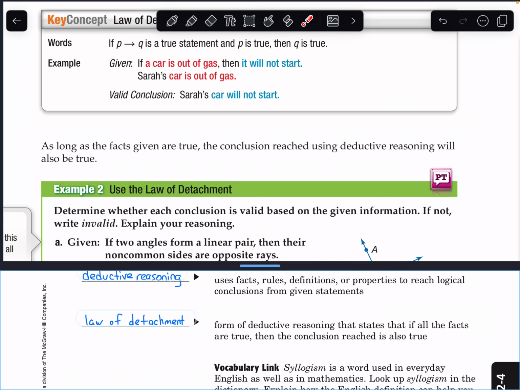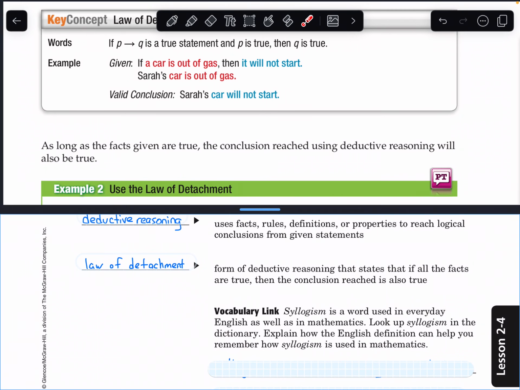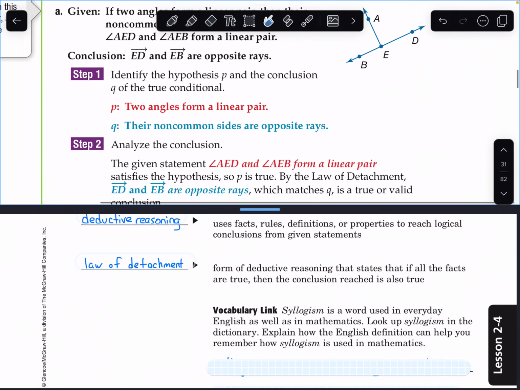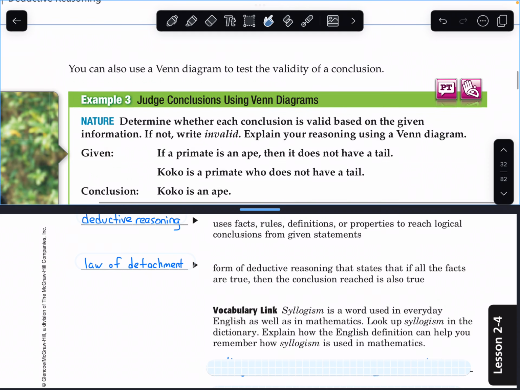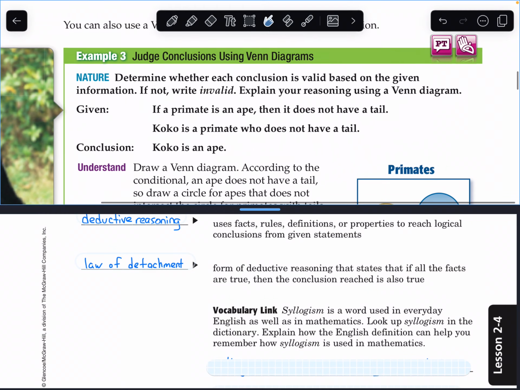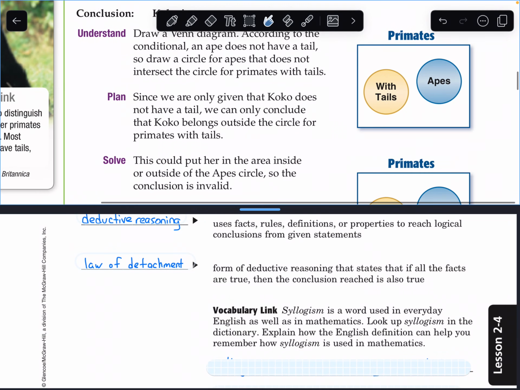So to help you remember that name, think of detaching the two parts of the conditional that were normally stuck together. Let's keep going. You can also use a Venn diagram to test the validity of a conclusion. So again, useful visual aid there.